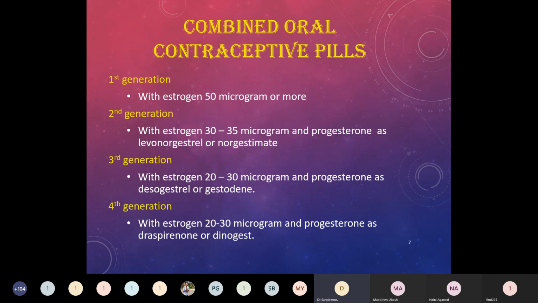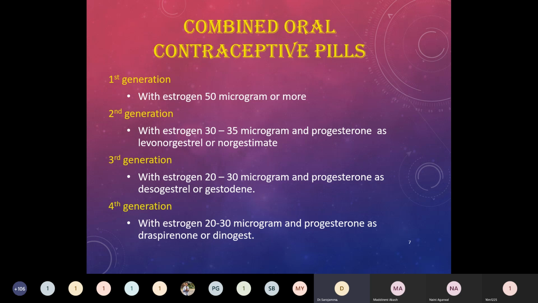Combined oral contraceptive pills are again classified into first, second, third and fourth generation, depending on the dosage of estrogen they contain. The higher the dosage, the more complications. The first generation used to contain 50 micrograms. These are rarely used nowadays except in certain cases of puberty menorrhagia. Otherwise, they're almost obsolete because of the complications, and the second, third, fourth generations use lesser strengths of estrogen. Second and third are called the standard ones, which contain 30 to 35 micrograms of estrogen with levonorgestrel or gestodene and desogestrel. These are the commonly used ones.